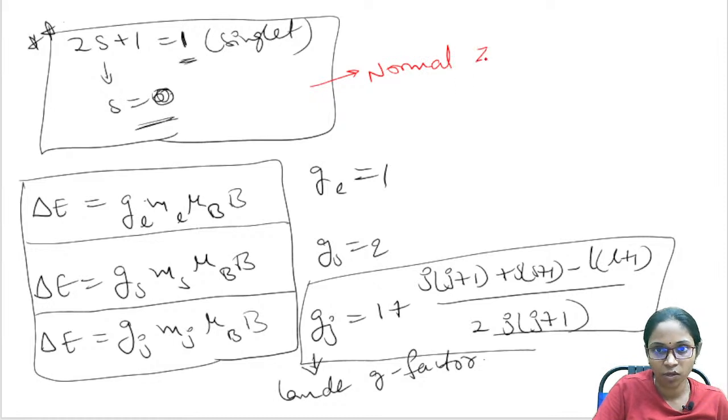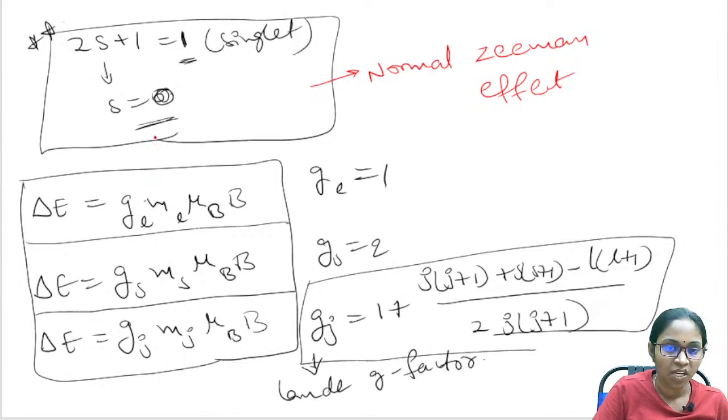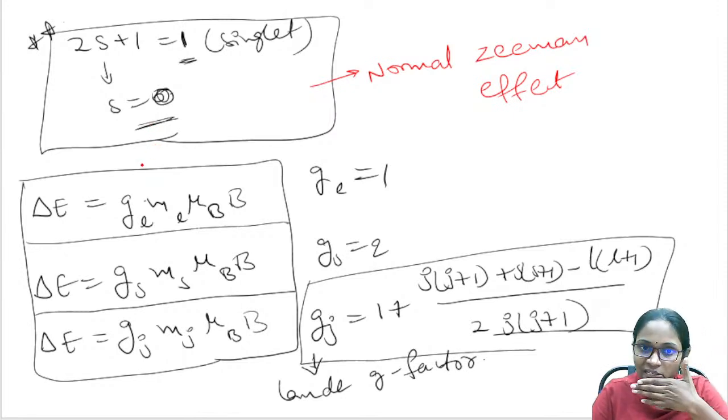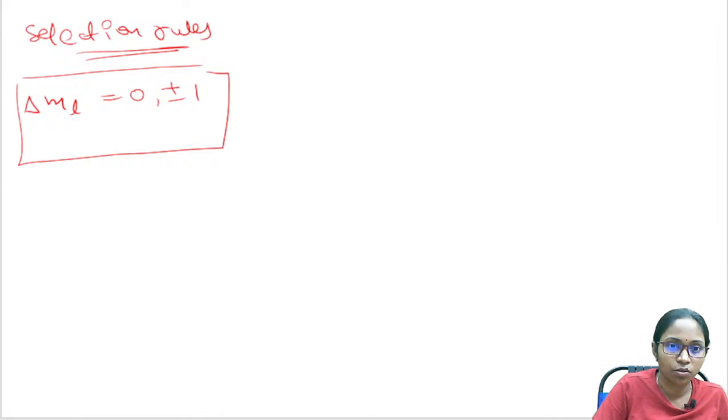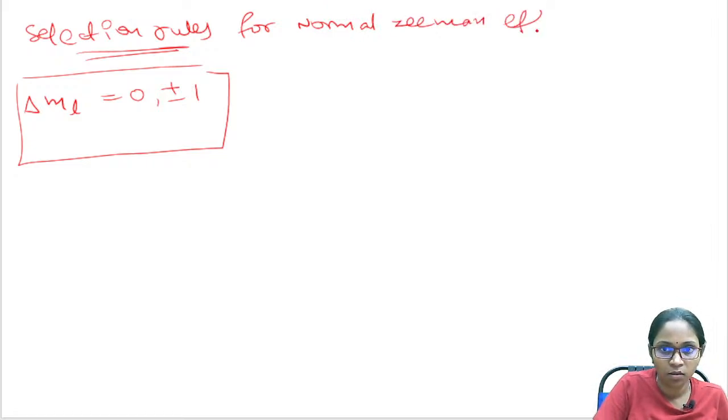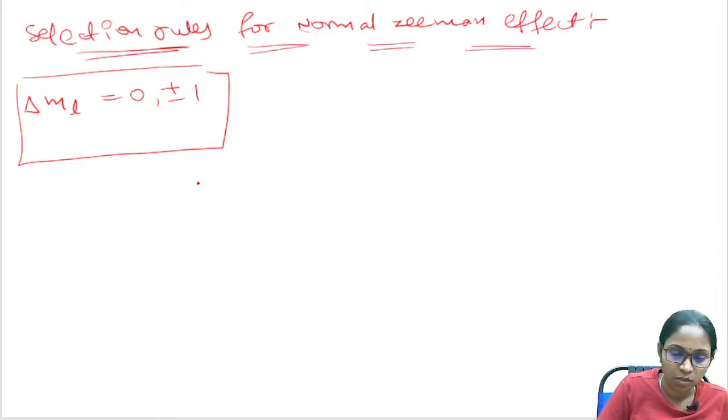We will be having one more Zeeman effect, that is the anomalous Zeeman effect. In the anomalous Zeeman effect, the S value will be not equal to 0, and the anomalous Zeeman effect occurs for doublet and triplet multiplicity. And coming to the selection rules for the normal Zeeman effect, delta ML will be equal to 0, plus or minus 1.